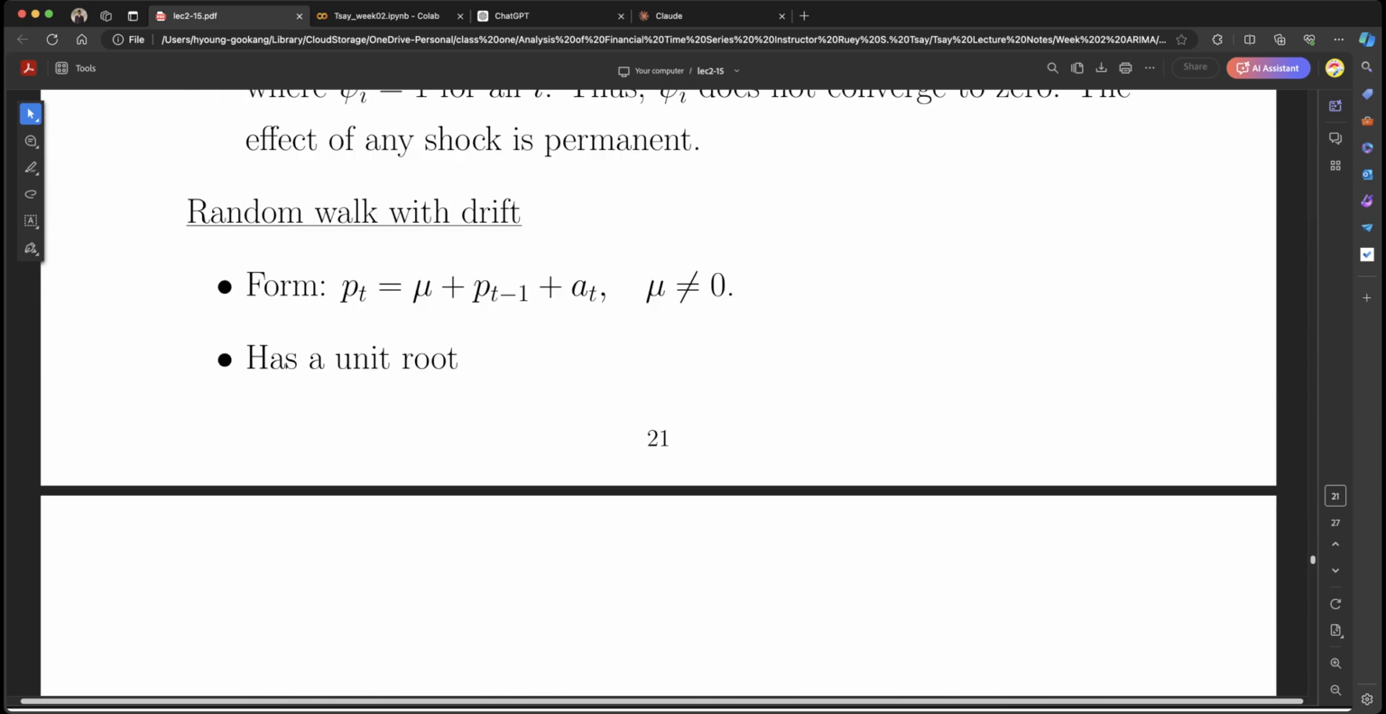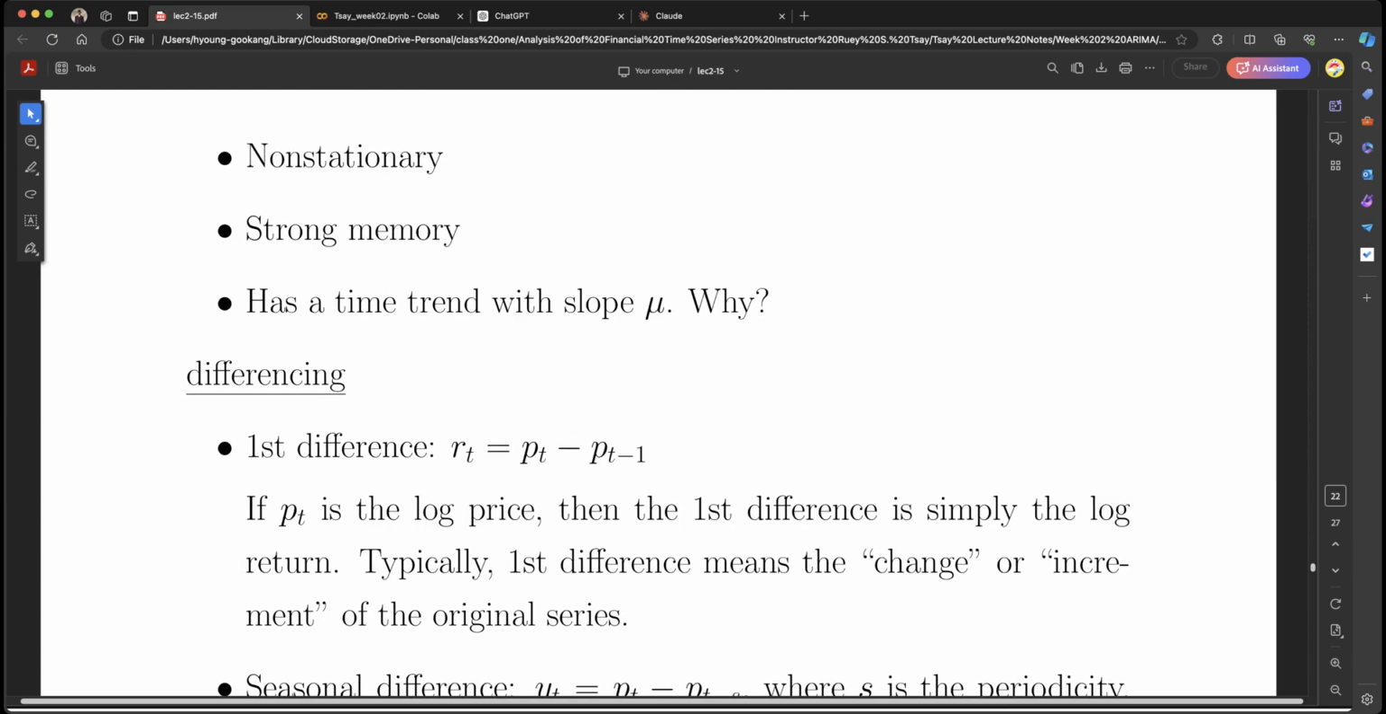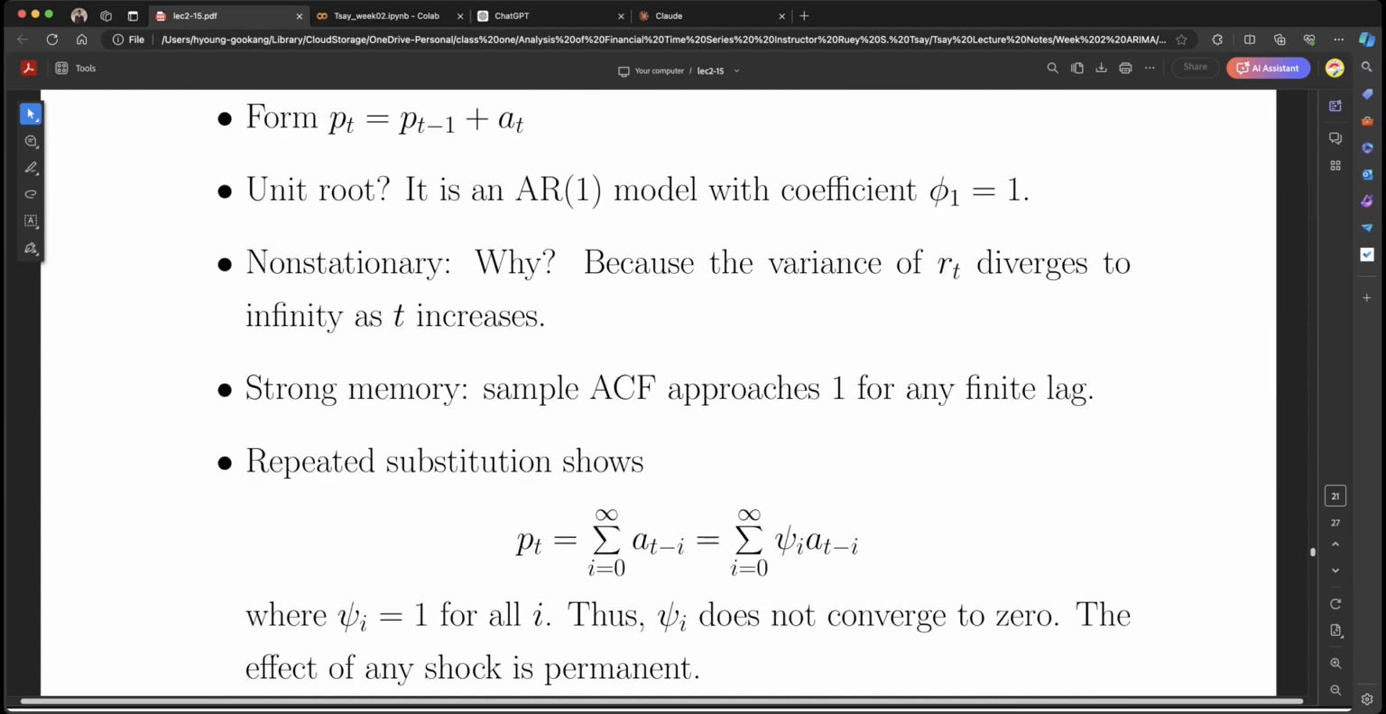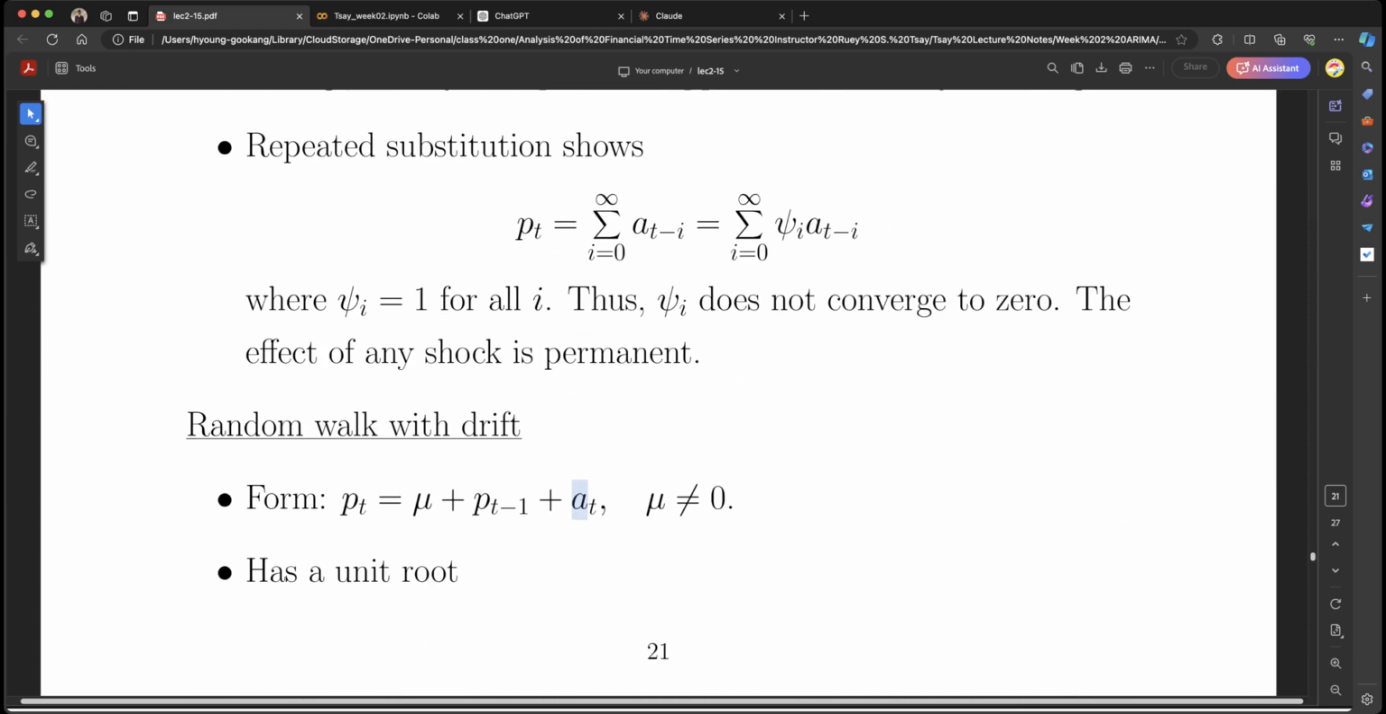Why? Because we keep adding mu in every period. This constant number is accumulated over time, and the error term is also stacked. So how do we estimate this one? We need to take into account this non-stationarity. We have to make it stationary, otherwise we cannot estimate.